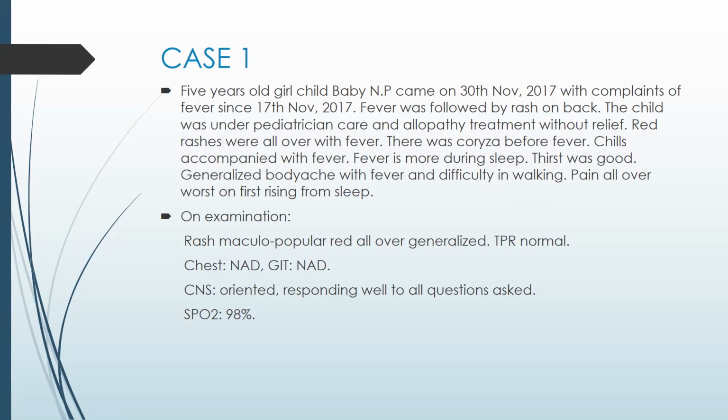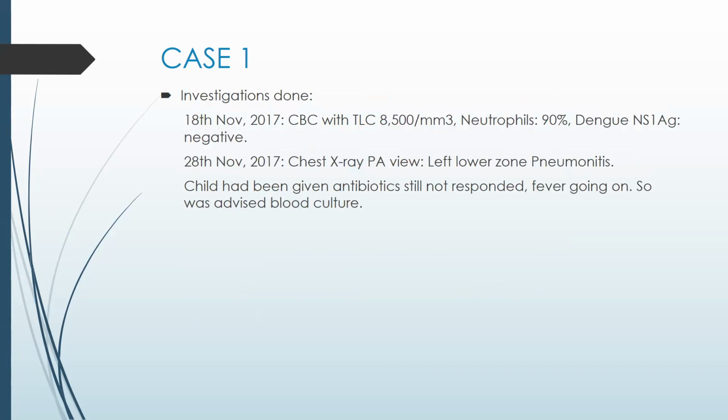So on examination, I found there was a lot of maculopapular red rash all over, mainly on the trunk and extremities. The TPR was normal. On examination, chest was clear. Abdominal examination, no abnormality detected. CNS, child was well oriented, responding to all questions. SpO2 was around 98%. What investigations were done by the parents?